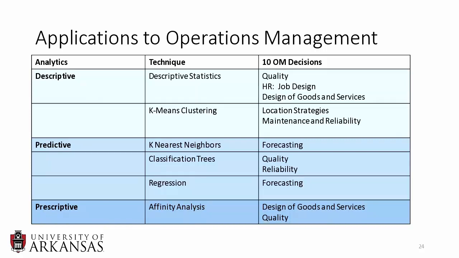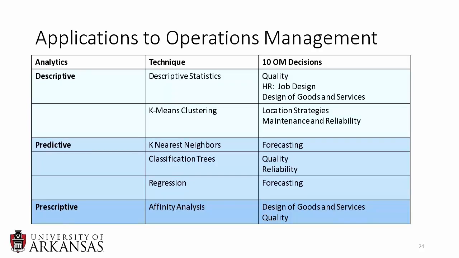I hinted at this a little bit at the beginning of the talk, but I'll go over some more details here. If you've got descriptive analytics, descriptive statistics, they can pretty much go to any of the 10 OM decisions, but one place you might be especially interested in putting them is in a quality management course. They're taking tons of data about control charts and defects. You could also be very interested in human resources with job design, trying to visualize or describe what exactly people are doing all day long, what's the workflow.